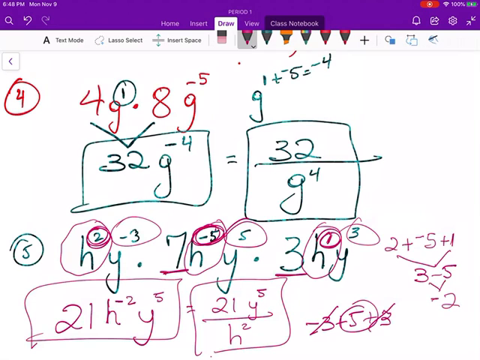Okay, the other two examples, 6 and 7, are pretty simple. So I need you now to go ahead and do numbers 8 through 14.